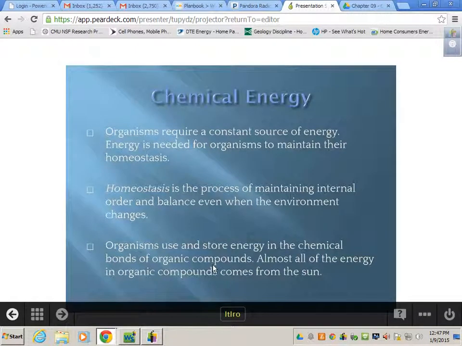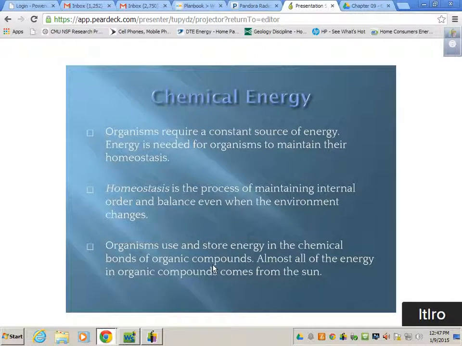Yeah, sorry. So organisms use and store energy in the chemical bonds between organic compounds. This chapter is about how we get energy from the sun, and then we excite molecules inside of plant cells, and how that changes other molecules to store energy from the sun in something called glucose. We'll talk more about that later. But almost all of the energy in organic compounds does come from the sun.